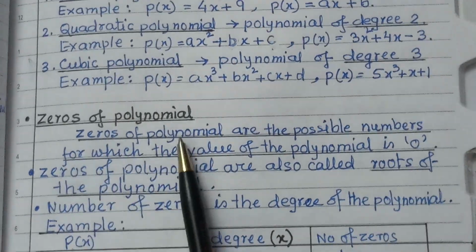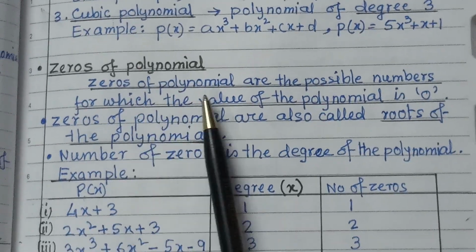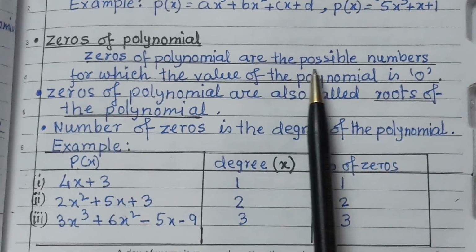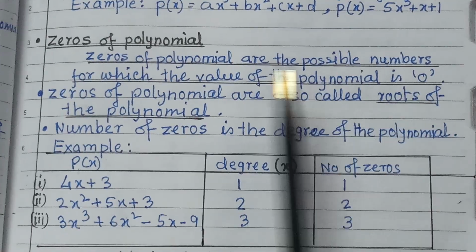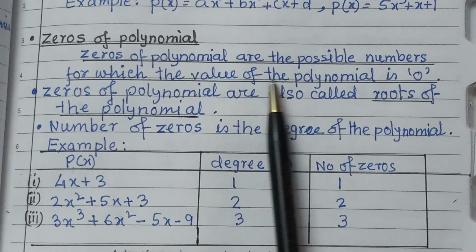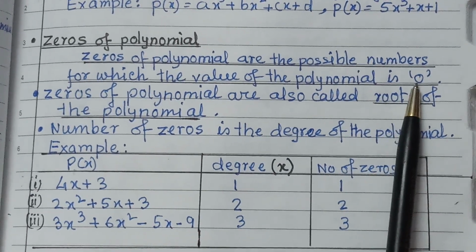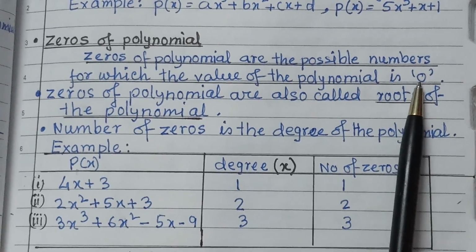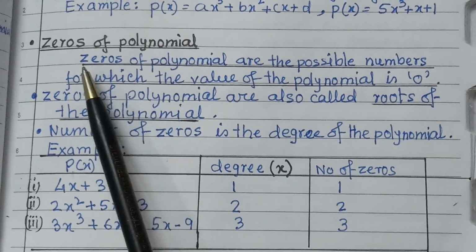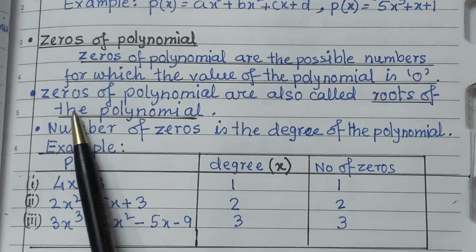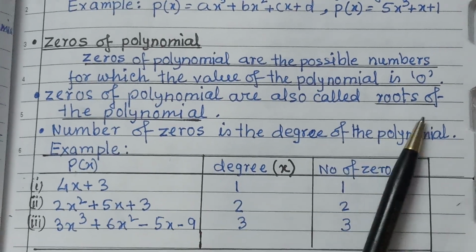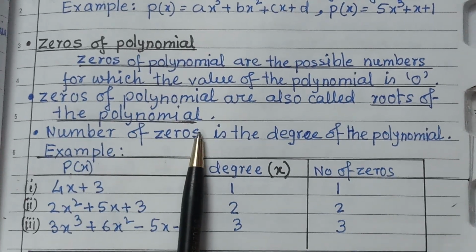Now, zeros of polynomial. Zeros of polynomial are the possible numbers for which the value of the polynomial is 0. When the value of the polynomial is 0, it is called the zero of the polynomial. So, zeros of polynomial are also called the roots of the polynomial.